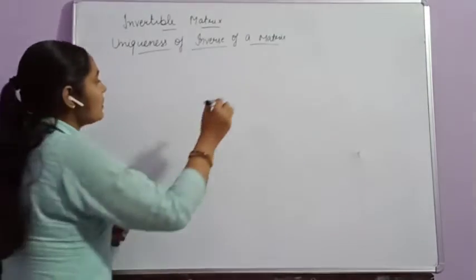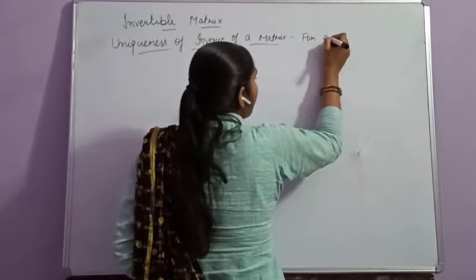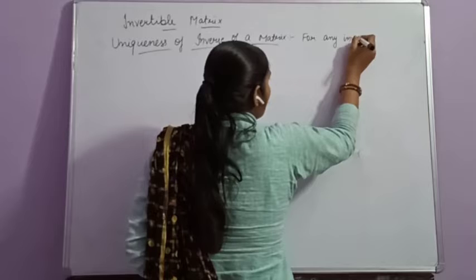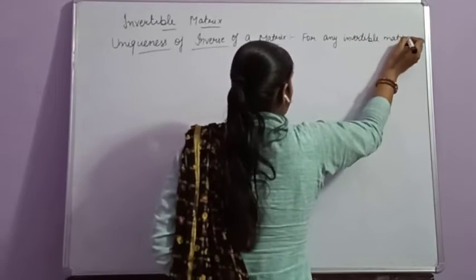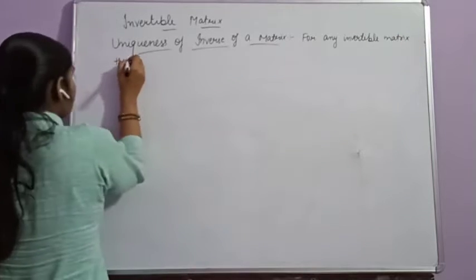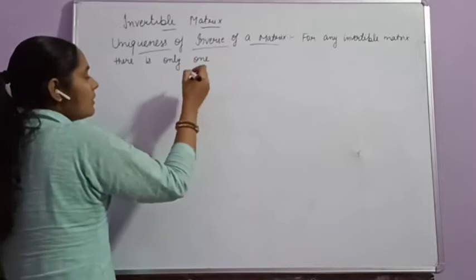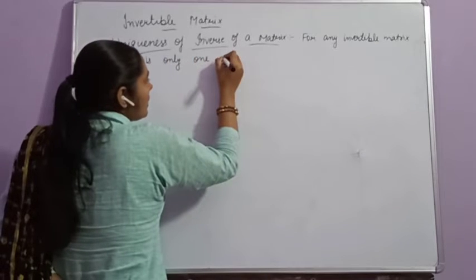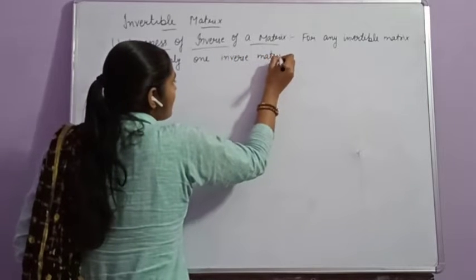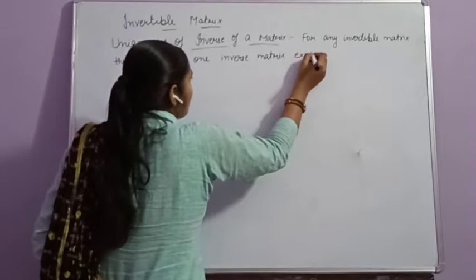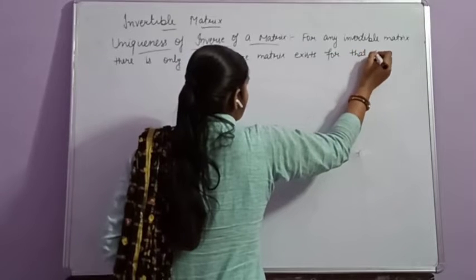You can write on uniqueness of inverse, that is for any invertible matrix there is only one inverse matrix that exists for that matrix.